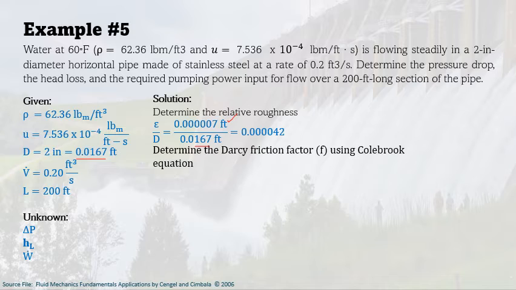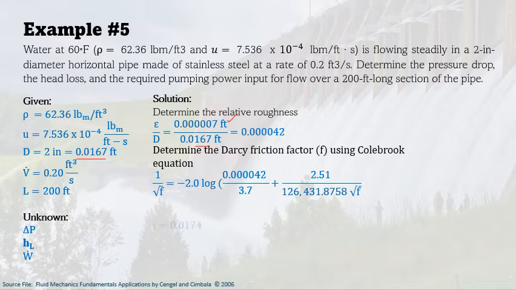Then we can already get the Darcy friction factor f using the Colebrook equation. Take note that you can actually use the Moody chart because you have the Reynolds number and the relative roughness, but what you will get is a very inaccurate result because that is just a chart. We can get the accurate result by using the Colebrook equation. So this is our Colebrook equation. We just substituted the value of the relative roughness and also the Reynolds number. You can see the only unknown here is the friction factor f. Using solve, you can get the Darcy friction factor to be 0.0174. Take note that it doesn't have a unit because it is a non-dimensional quantity.